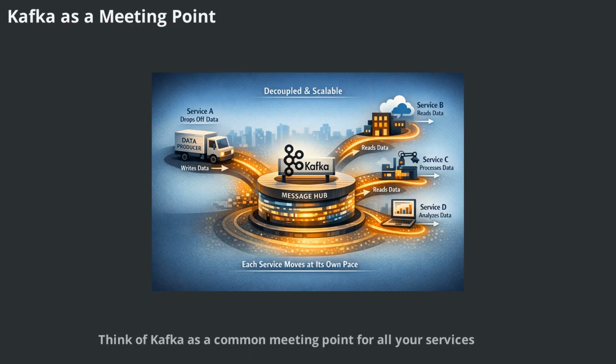Think of Kafka as a common meeting point for all your services. One service can drop off information, and multiple other services can come by later to read that same information. Each service can move at its own pace, without being held up by others. This approach makes the system more scalable and easier to maintain, since services are no longer tightly connected.